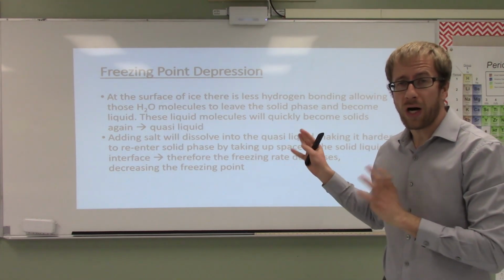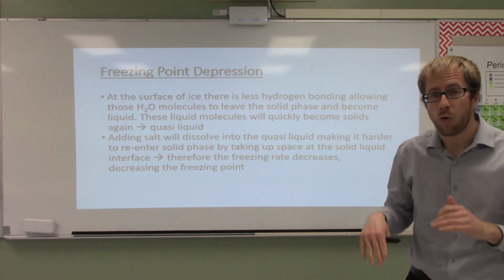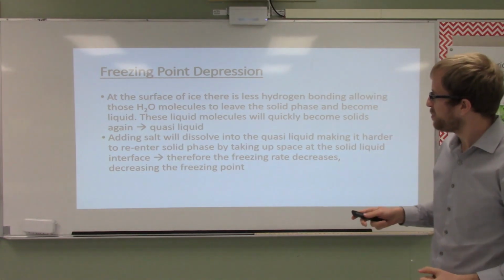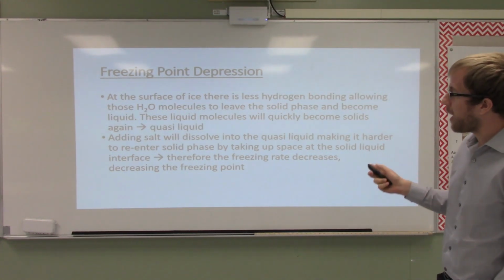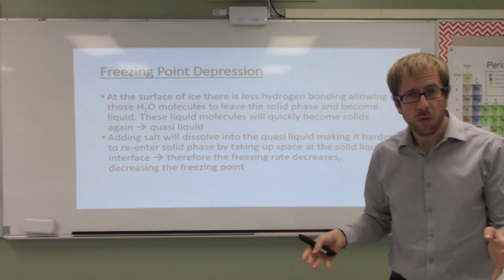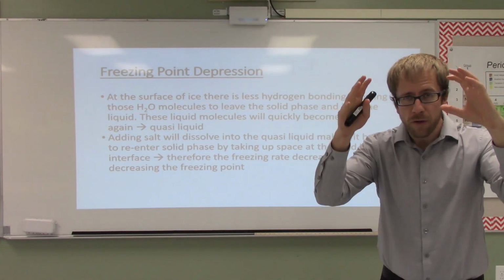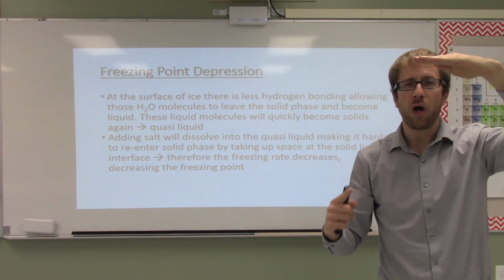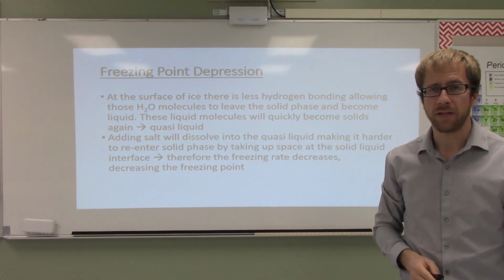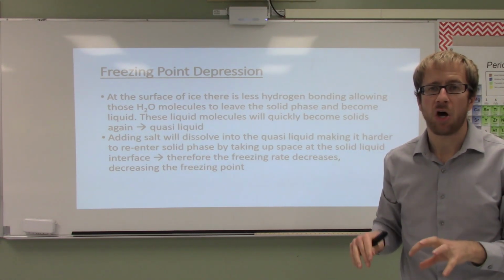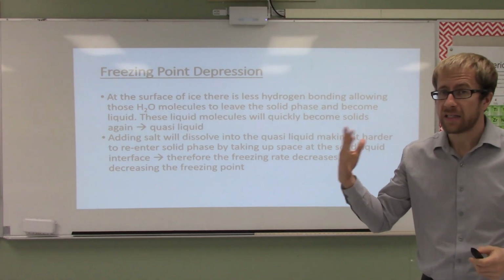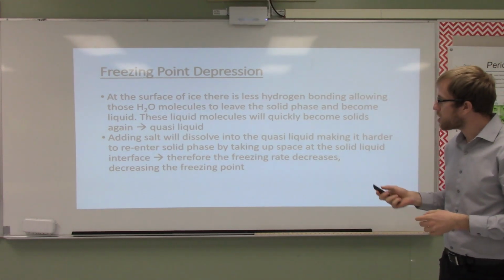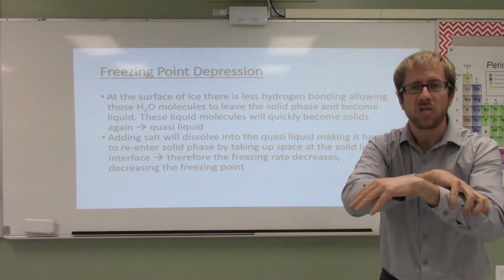It will help you understand what I'm going to talk about now, which is this quasi-liquid layer of water on the surface of ice. So at the surface of ice, there is less hydrogen bonding, right? We talked about this when we talked about evaporation. The further you go down, the more interactions there are. And those particles at the very surface do not have as many hydrogen bonds attaching them to that solid crystal. Thus, it takes less energy for them to leave and become a liquid. But as soon as these things become a liquid, they just become a solid yet again.